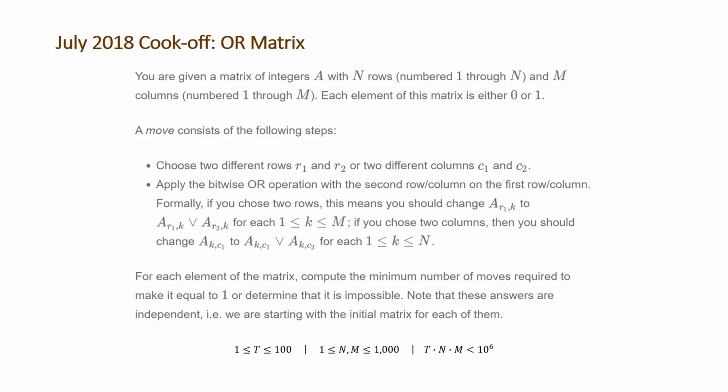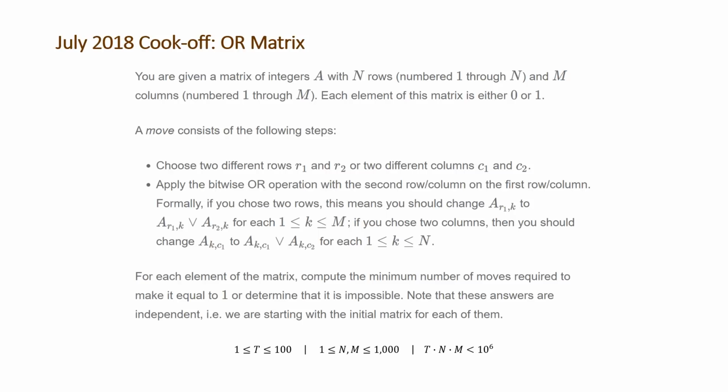For each element of the matrix, compute the minimum number of moves required to make it equal to 1 or determine that it is impossible. Note that these answers are independent, and that means that we are starting from the initial matrix for each of the elements. And note that the constraints for this problem are that we are given t test cases, and that number will be between 1 and 100. N and m, the number of rows and columns of our matrix, will be between 1 and 1,000. And for all test cases, we know that n times m times t is going to be less than 10 to the 6.